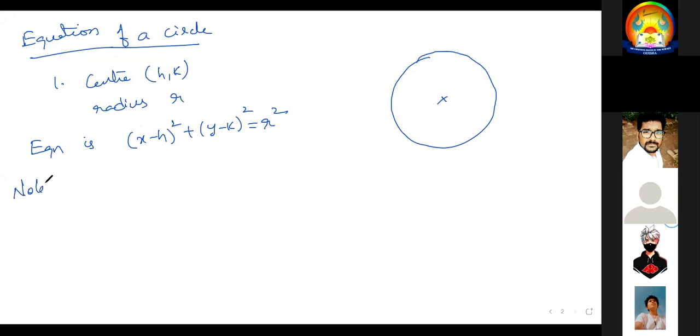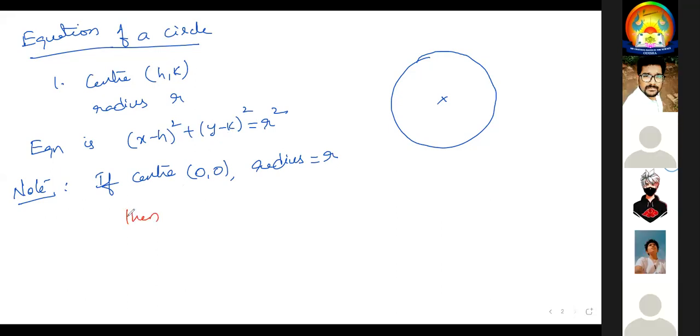Some special case: if the center is 0, 0 and the radius is r. If the center is 0, 0, it means h is 0 and k is 0. Then the equation of the circle is x square plus y square is equal to r square.